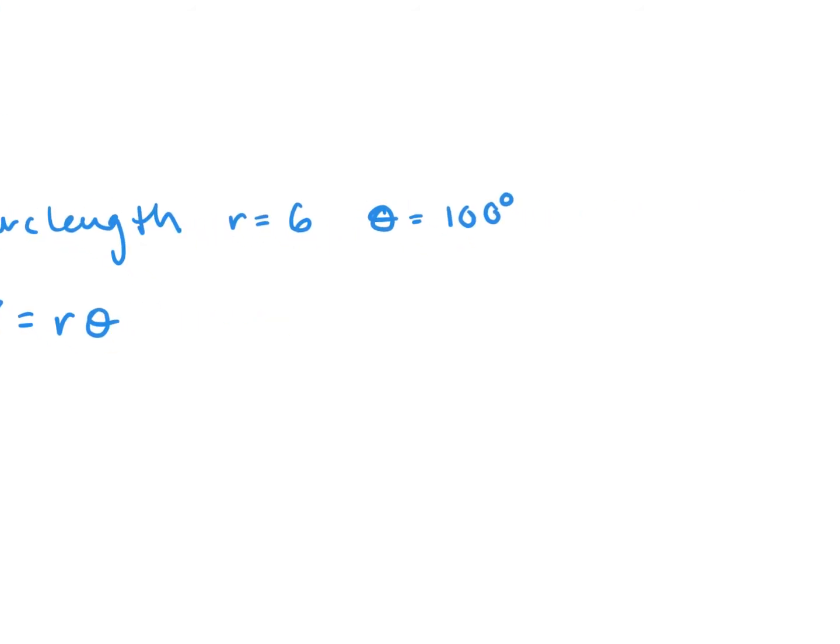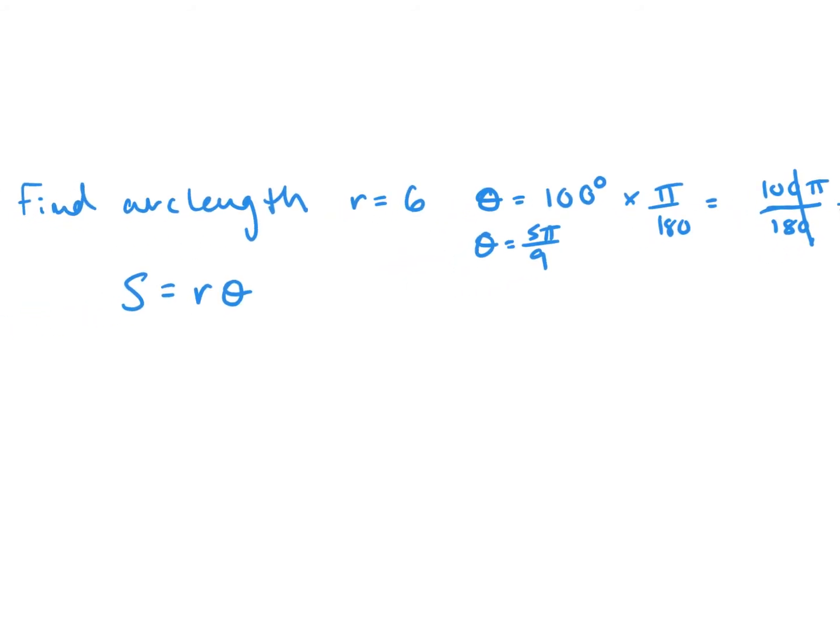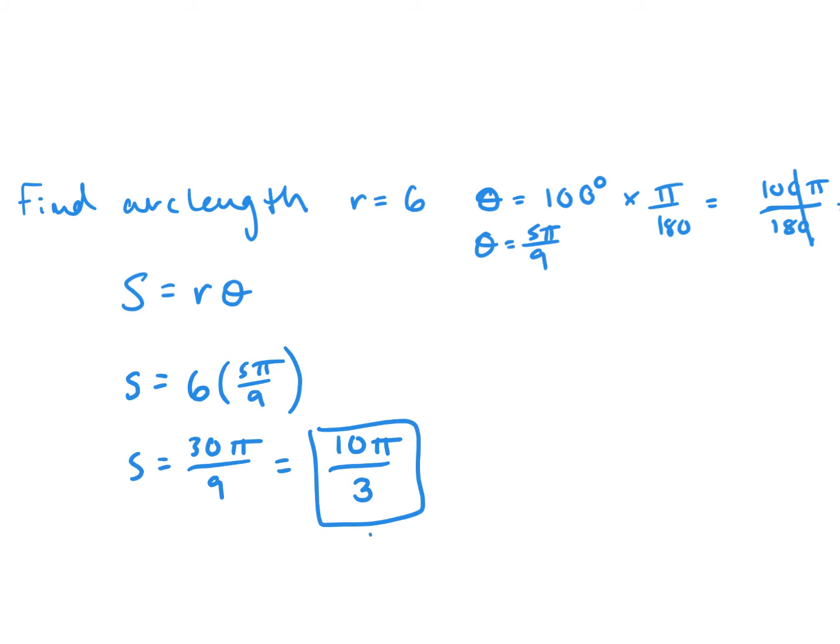How do I convert from degrees? Times pi over 180. So 100 pi over 180. The zeros cancel, and then I can divide both of them by 2. So this would be 5 pi over 9. So theta is actually 5 pi over 9. And then just multiply it times 6. So I'm going to plug them all in. S is equal to 6 times 5 pi over 9. So 6 times 5 would be 30 pi over 9. And then I can simplify this a little bit more: 10 pi over 3.